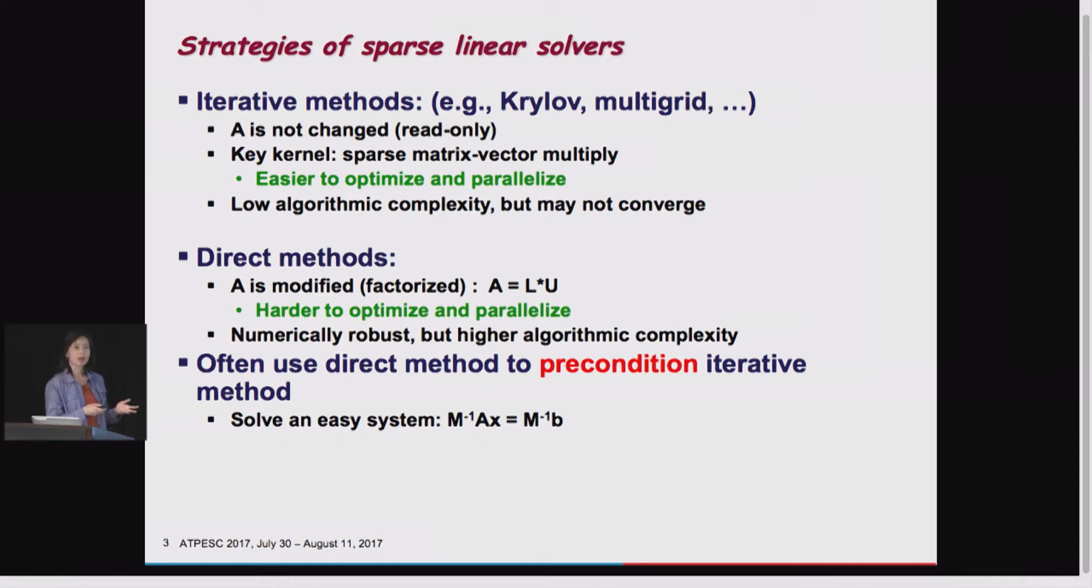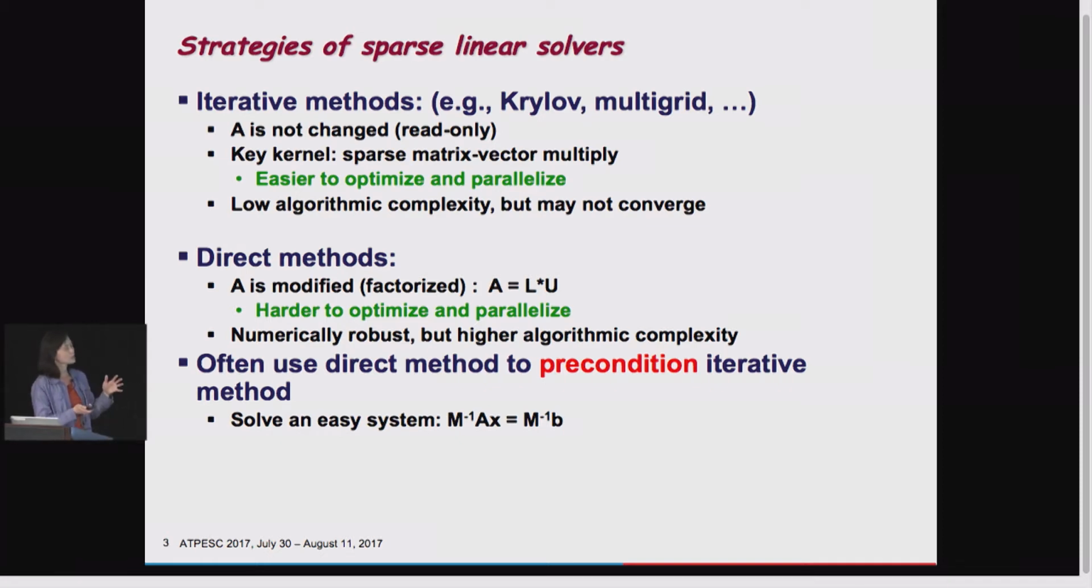The direct methods, in contrast, have one unpleasant thing: matrix A is modified. It is factorized into L, a lower triangular matrix, and U, an upper triangular matrix, which you saw from Jack's talk this morning. In the dense case, it's not a big deal. Your L and U are still fully populated, lower triangular and upper triangular. But in the sparse case, L and U have very different sparsity than A. That's something very unpleasant. It's harder to optimize and parallelize. But the advantage of this method is that it is numerically robust. So for very difficult problems, you will still be able to get a solution. The disadvantage is higher arithmetic complexity.